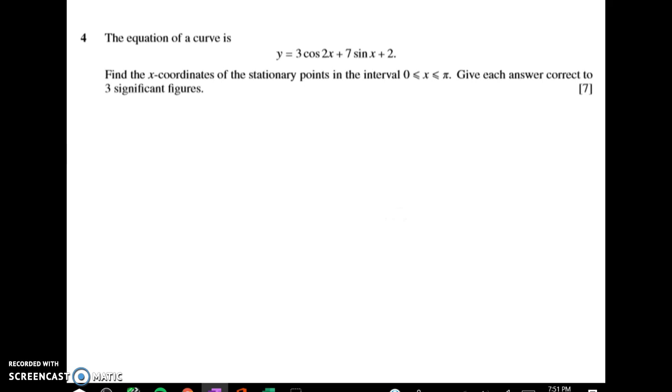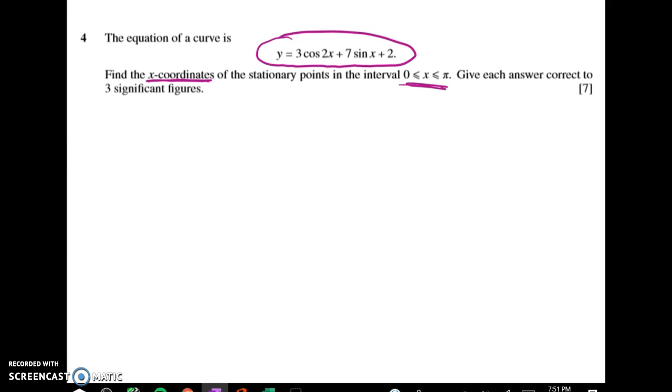So we're given the equation of a curve, and this is it here. So y is 3 cos 2x plus 7 sin x plus 2. And we have to find the x coordinates of the stationary points in this interval. So that's good. We don't have to find the points. We just have to find the x coordinates. And we don't have to say if each one is a min or a max or anything like that.